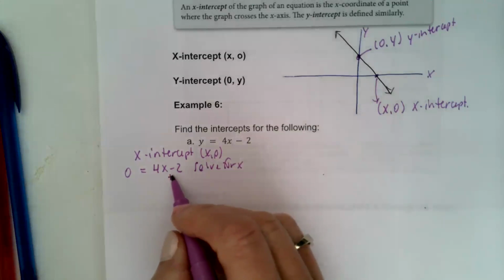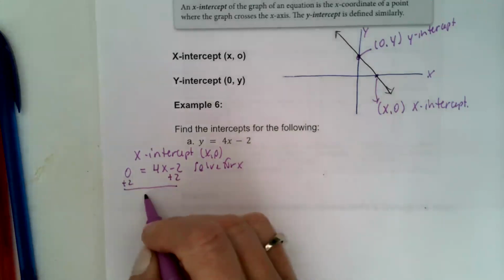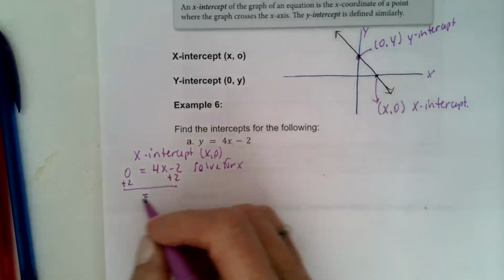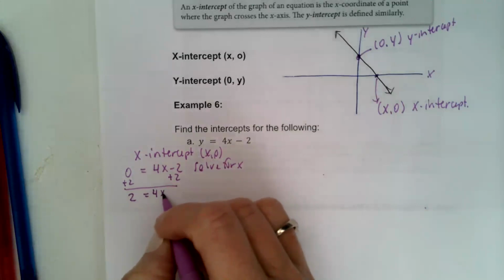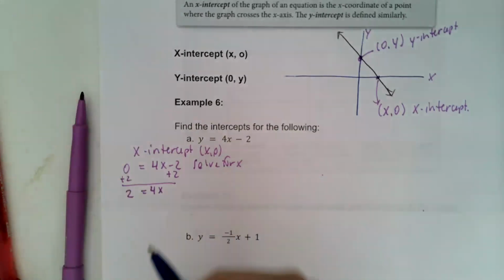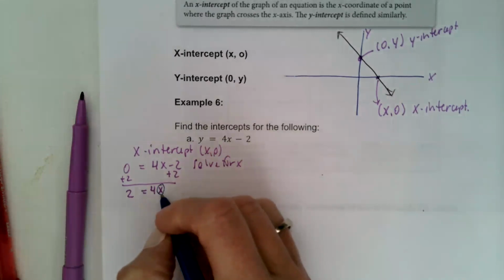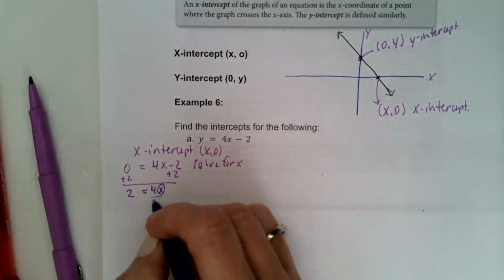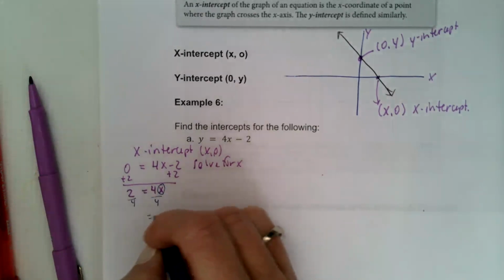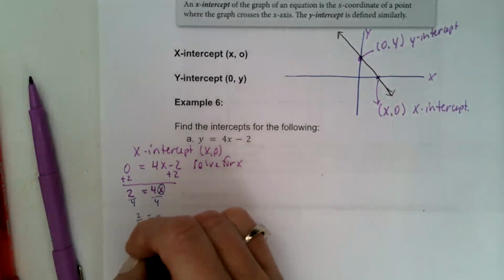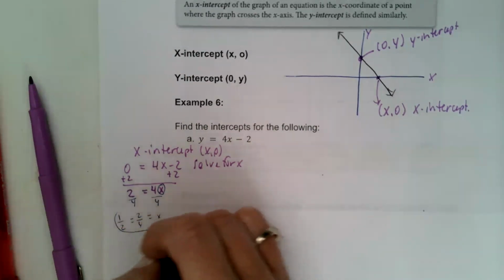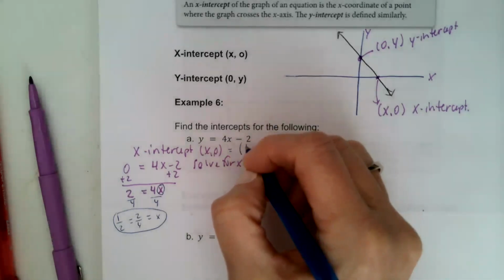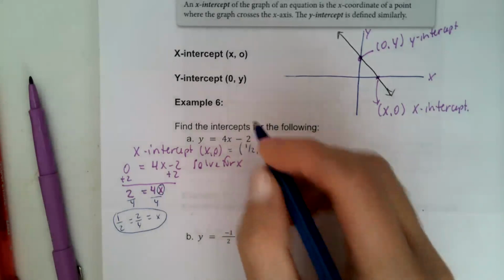So in this case, we're going to add 2 to both sides. We've been doing this for a couple weeks now, so we should be getting pretty good at solving some basic equations. So we have 2 equals 4x. And then to solve for x, remember, we're only worried about the things attached to x. So we have to divide by 4. And we find out that x is 2/4 or really 1/2. So my x-intercept is equal to (1/2, 0).